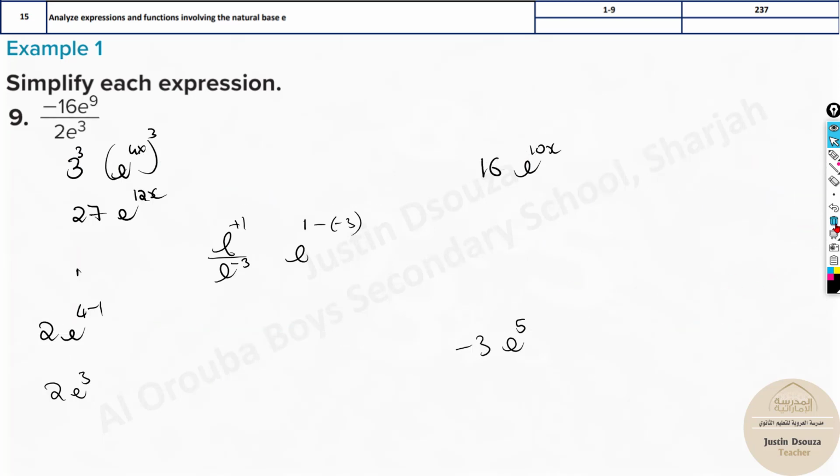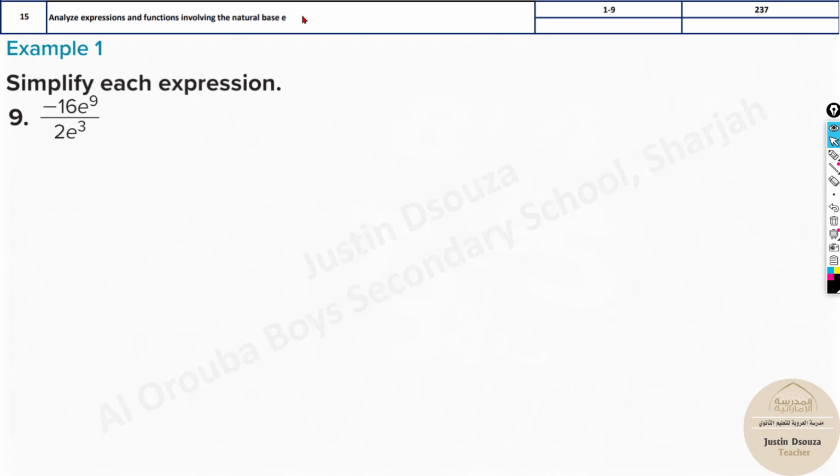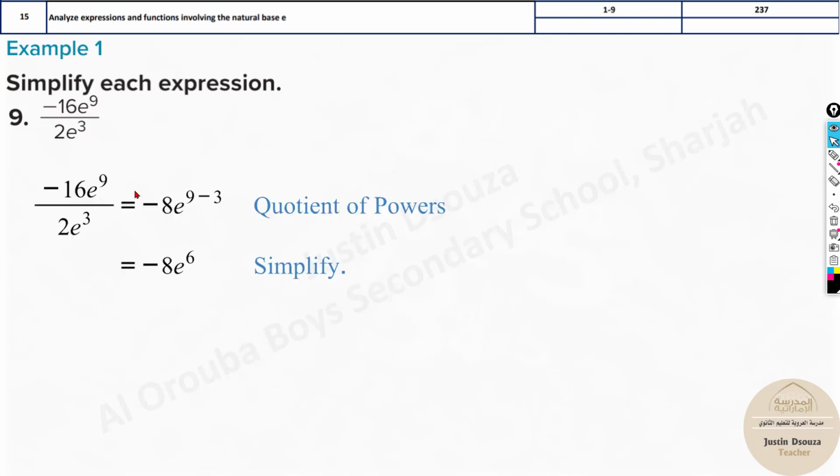And then we have over here simplifying the last problem. Simplify this expression just like that. Divide 16 and the two numbers separately. Minus 16 by 2 is minus 8. Here 9 minus 3 is 6. So that is it. It will be minus 8 e to the power 6.